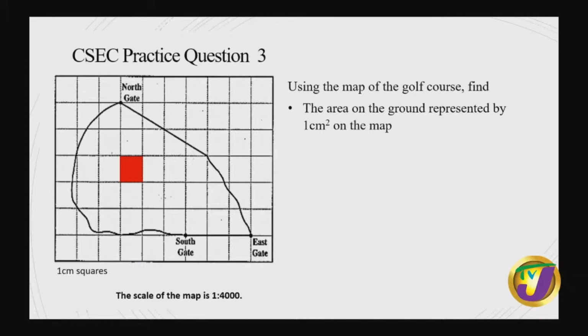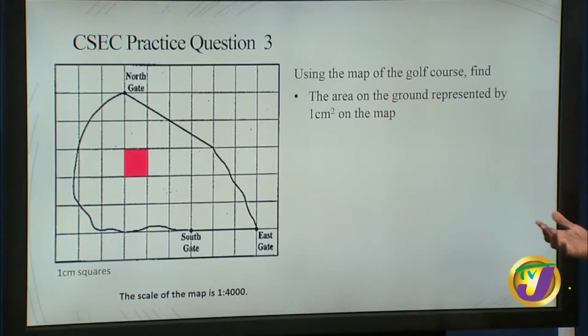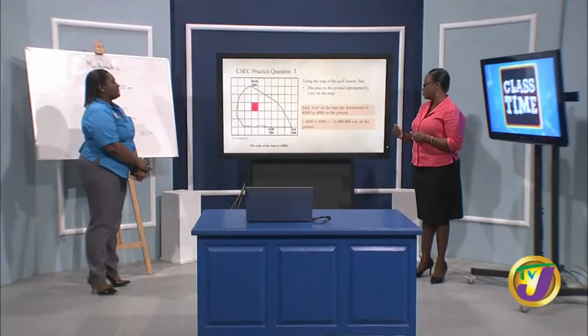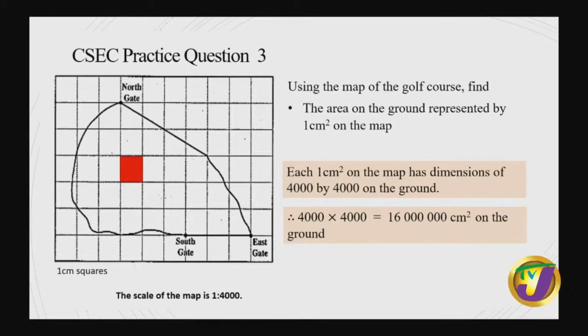If we're talking about area on the ground, we know that it is our actual area that we're trying to find. So on the map, it is 1 square centimeter. What is it on the ground? What is it in real life? To get 1 square centimeter, we use the dimensions 1 centimeter by 1 centimeter. So in order to do that, we have 4,000 multiplied by 4,000 on the ground. And of course, we get this beautiful 16 million square centimeters on the ground.